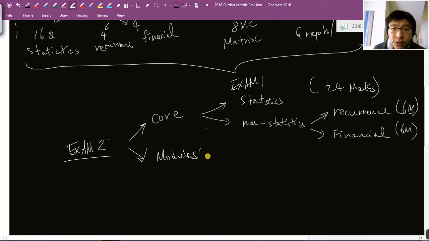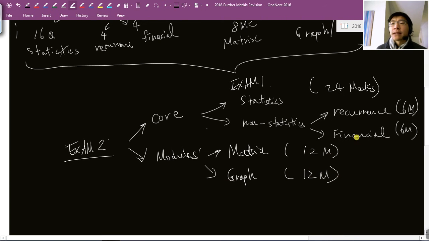And then you will have two modules. The first one, module one, would be matrices. We've done a few topics in matrices. It's about 12 marks in there. And the last one is graphs and relations. You have another 12 marks. So add up all together, how many would there be? 24 plus 6 is 36, 36 plus 24 is 60 marks. And out of those 60 marks, you also have an hour and a half. So examination two requires you to work much faster than the multiple choice.